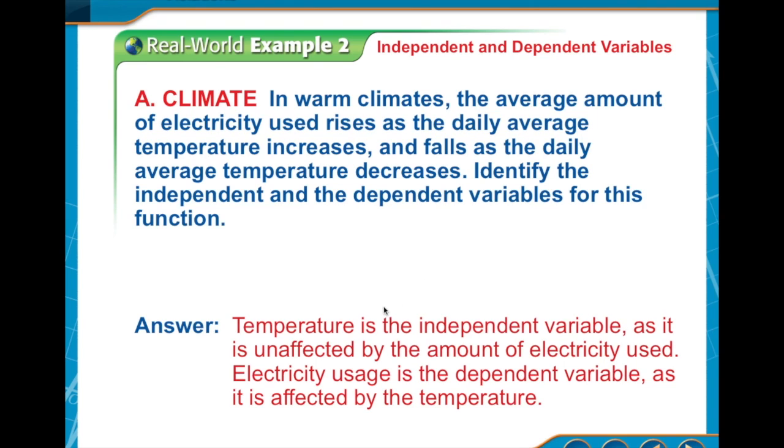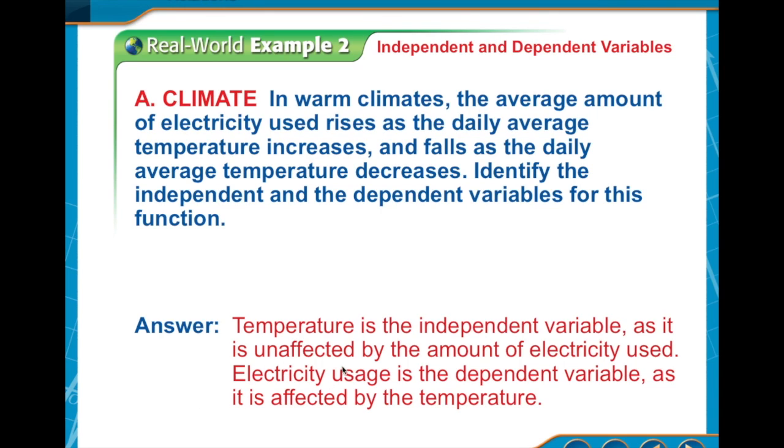So we can think about, in this case, temperature is the independent variable, right? The temperature can be up or down. That's independent. There's nothing else controlling what the temperature is going to be. It's unaffected by the amount of electricity used. Temperature is independent here. Electricity usage, though, is a dependent variable because it's affected by the temperature.